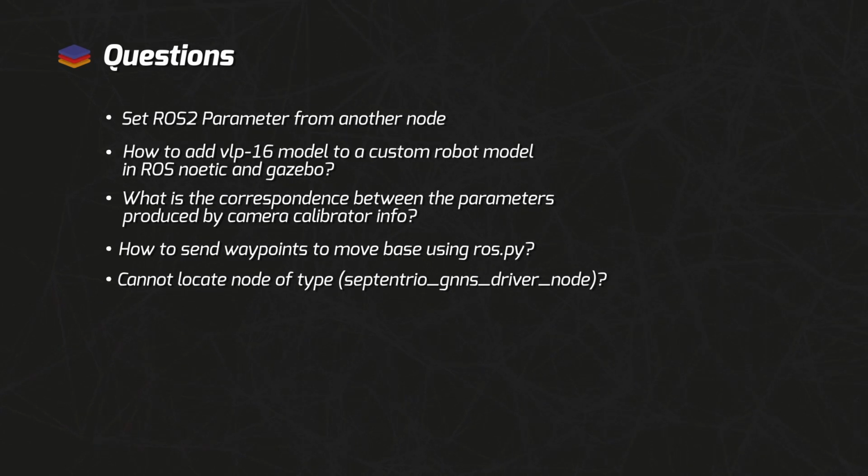Today we also have 5 questions and they are more advanced than the previous questions we solved earlier. And these are the questions we will be looking into. We will also find out some interesting things about ROS structure and where it saves the sudo install packages. Let's start with the first one, set ROS2 parameters from another node.